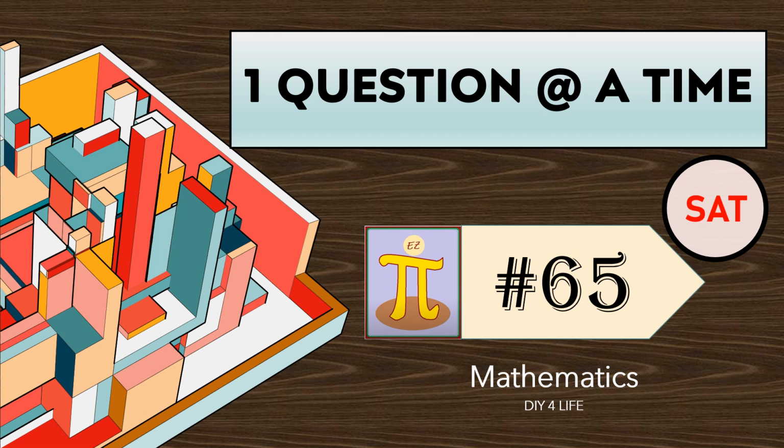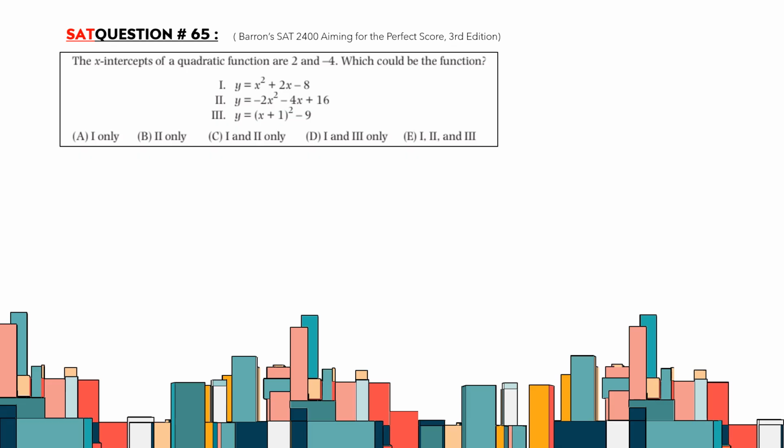Question number 65. The x-intercepts of a quadratic function are 2 and -4. Which could be the function?